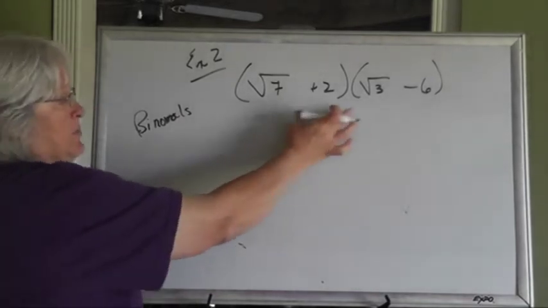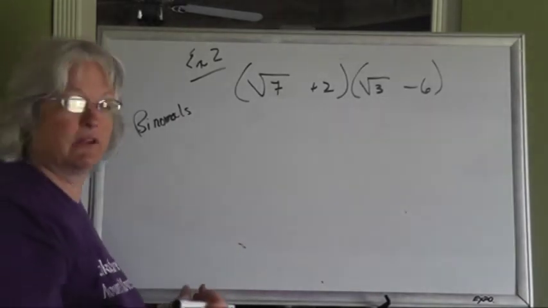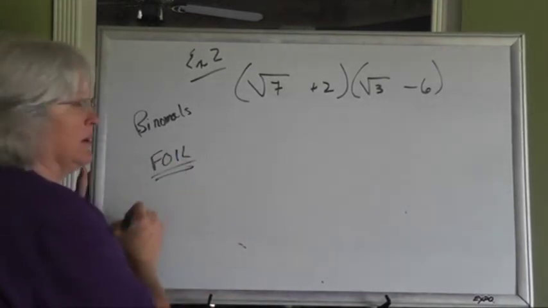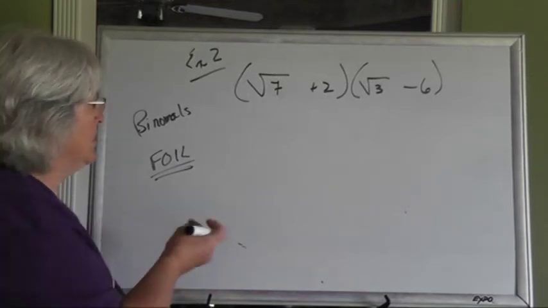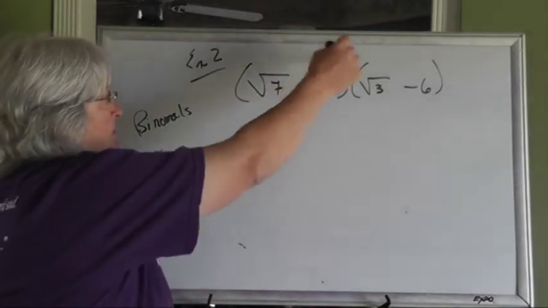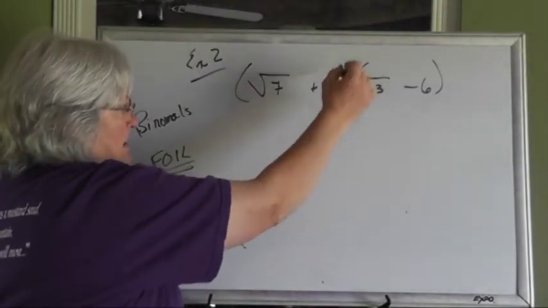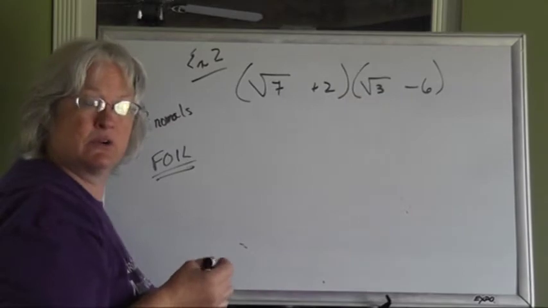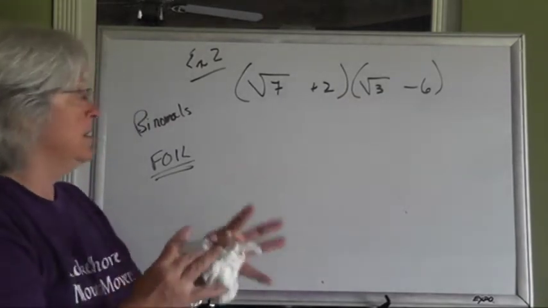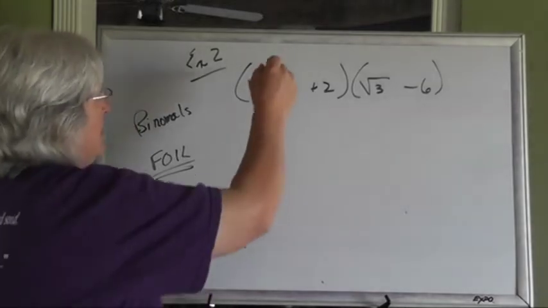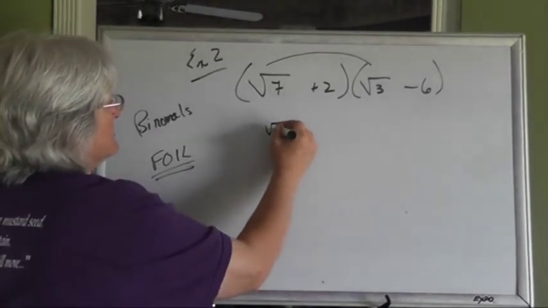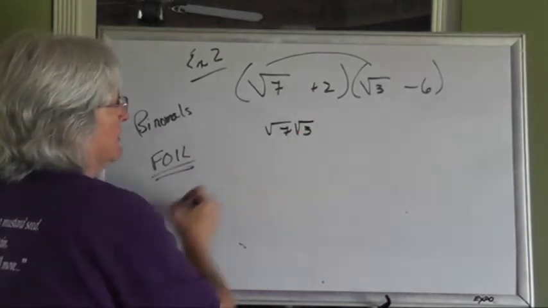When you have the product of 2 binomial factors, you learned that you were able to use this really neat acronym here to come up with what the product was. You used FOIL. You multiplied the first terms together, the outside terms, the inside terms, and the last terms. You took all 4 of those products, which are called partial products, you added them together. So, what do we have when we multiply our first together? You have the square root of 7 times the square root of 3.